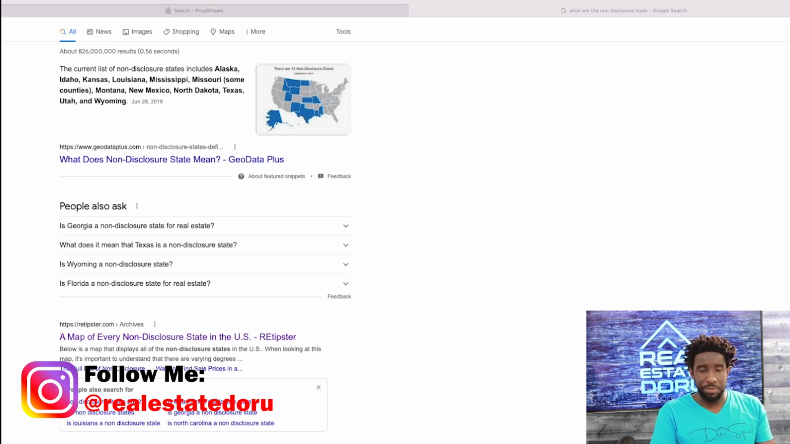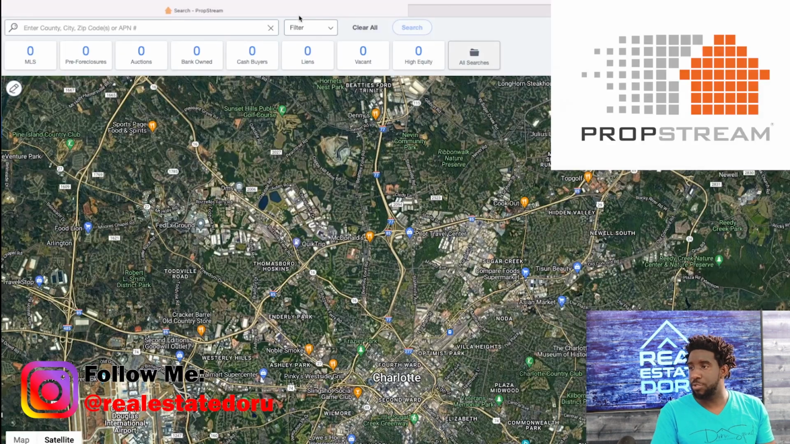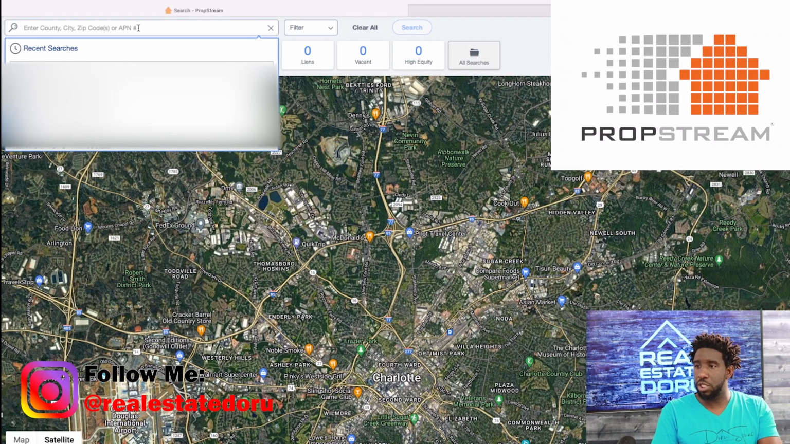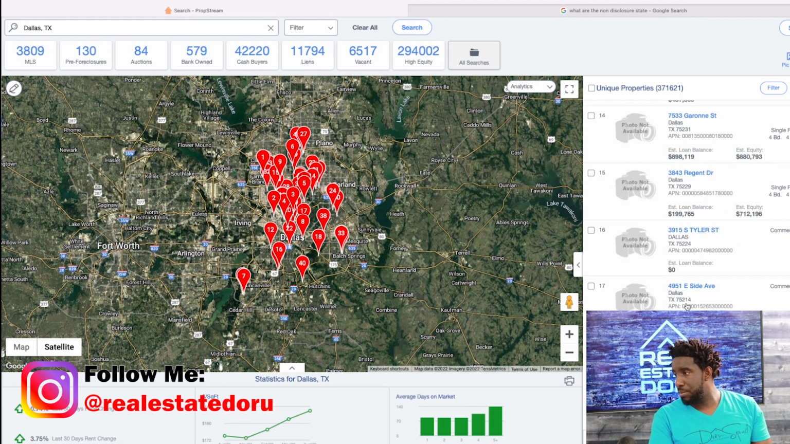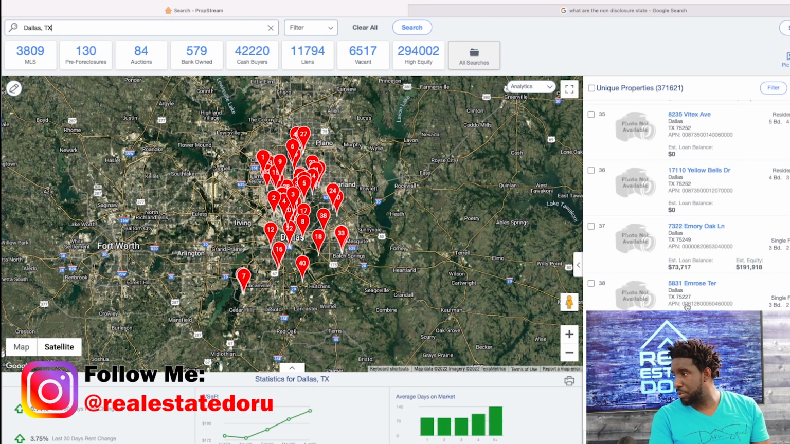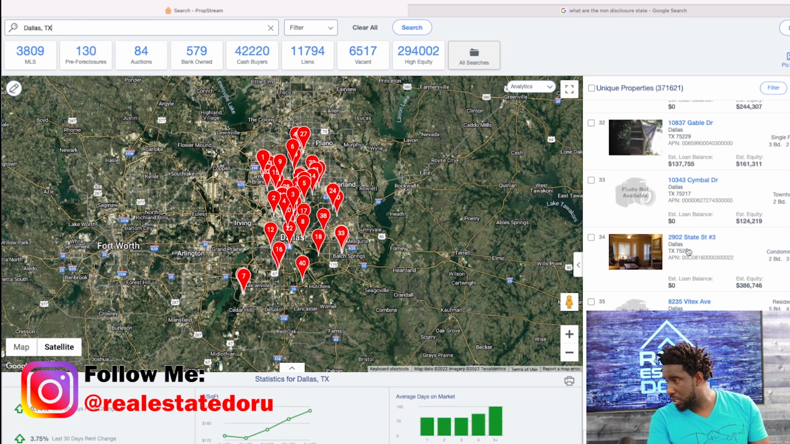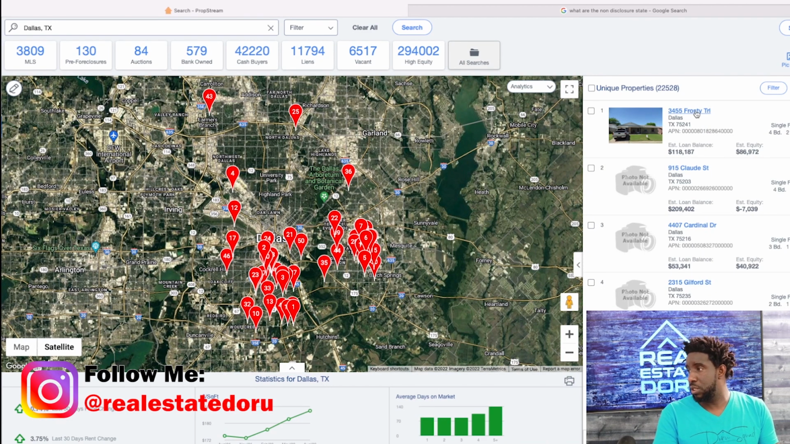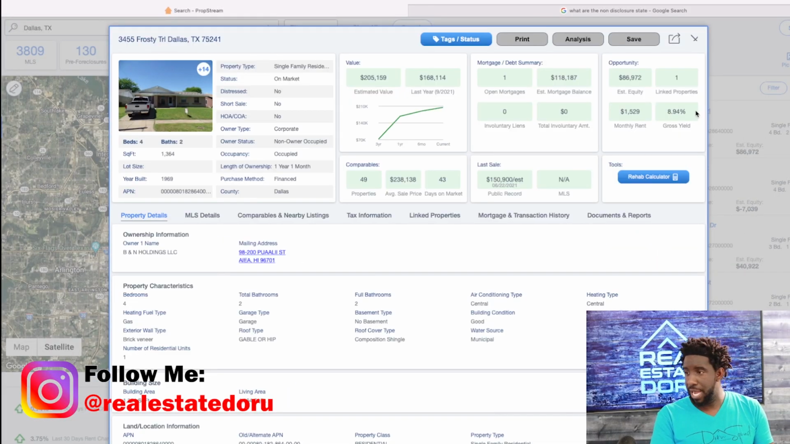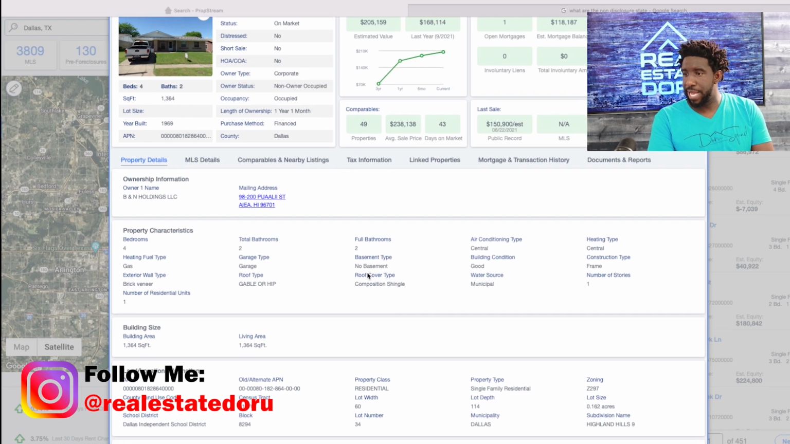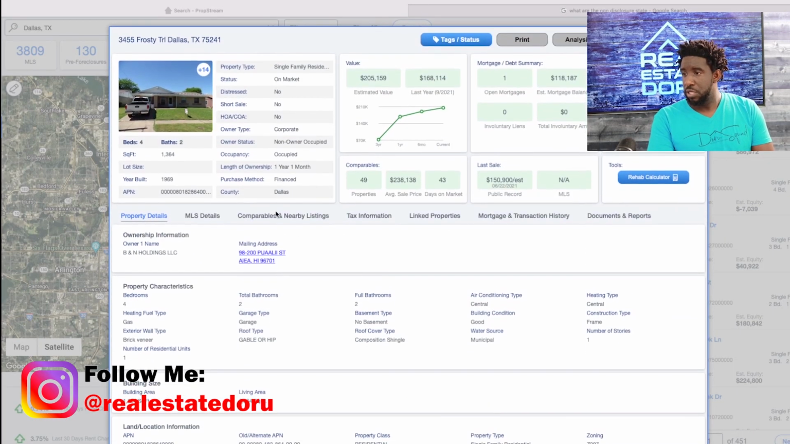Listen, what I'm going to do is go to PropStream, and we're going to do Texas. So I'm going to do Dallas, Texas. It's pretty popular. I'm just going to randomly pick a property, something somewhat affordable. So I'm just going to click on this. What do we have here? A 4-bedroom, 2-bath house. I'm going to look at the comps. Let's see what we have here.